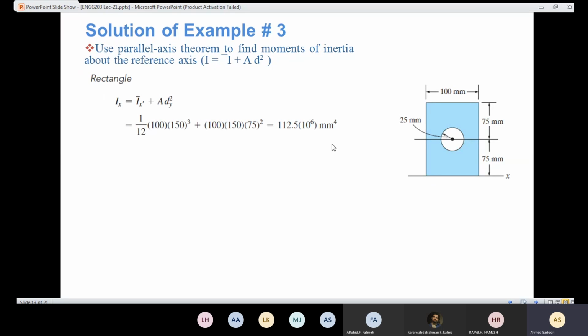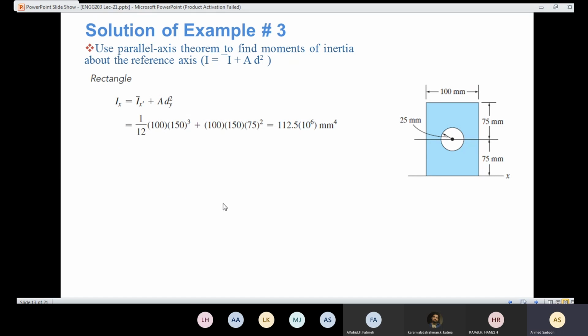So for the rectangle, Ix, the moment of inertia about x, is going to be the moment of inertia about the centroidal axis here, which is this value here, 1/12 bh to the power 3. We say that b is going to be 100 and h is going to be 150. Then the area is 100 times 150. And dy is the difference between this axis and that axis, which is 75 millimeters. Now I can determine the value of Ix.